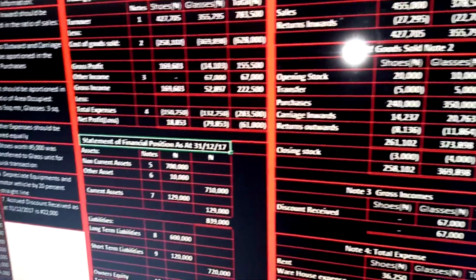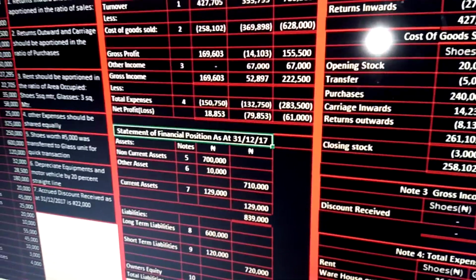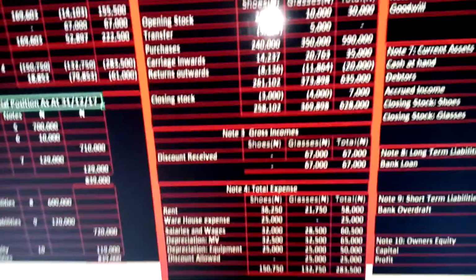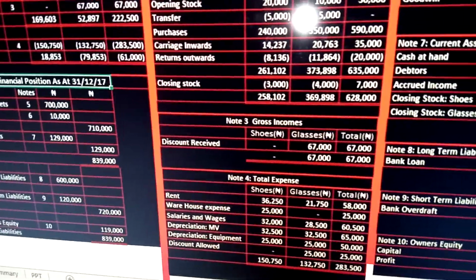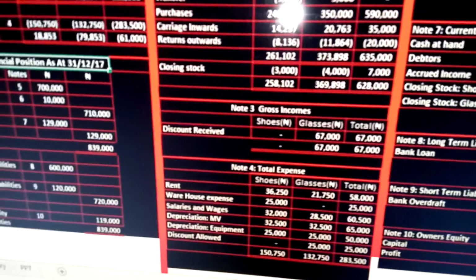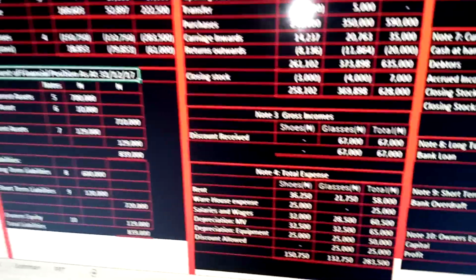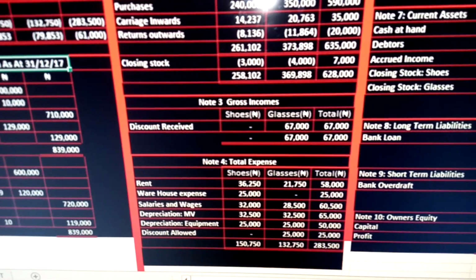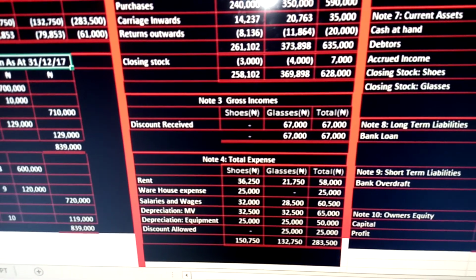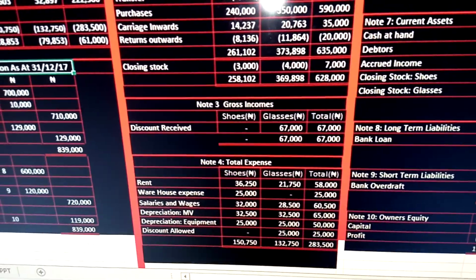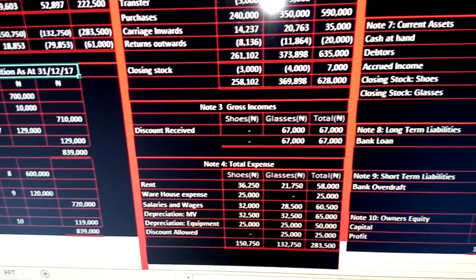They've given us the square meters. Shoes here is 5, glasses 3. So 5 plus 3 is 8. So for shoes, we're going to say 5 divided by 8 multiplied by 58,000. Use your calculator. That will be 36,250. For glasses, we're going to say 3 divided by 8 multiplied by 58,000. That'll give us 21,750. That's how we got the apportionment.